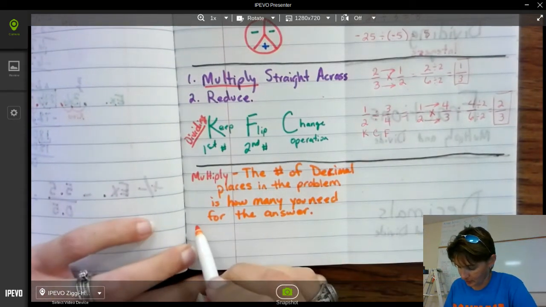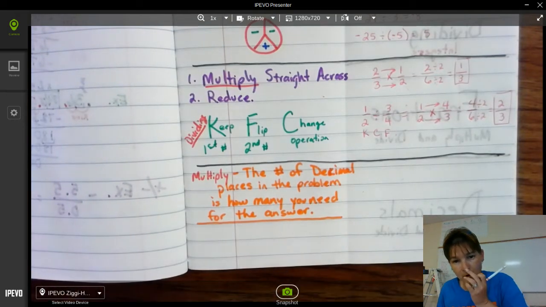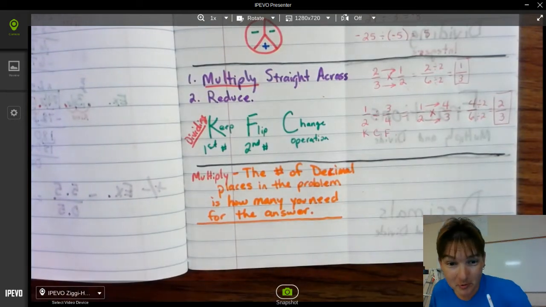And I'm going to go ahead and put a line here so that when we write our dividing, we have hopefully enough space. I'm hoping we don't run out.